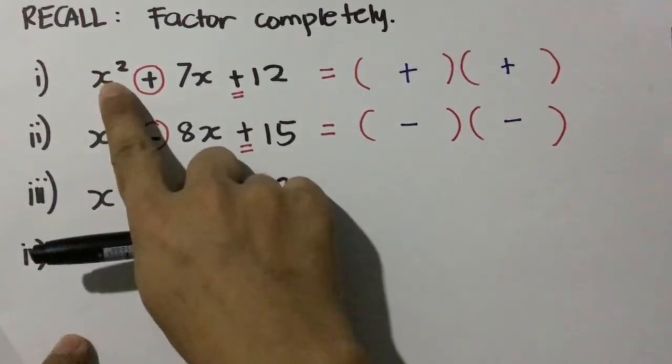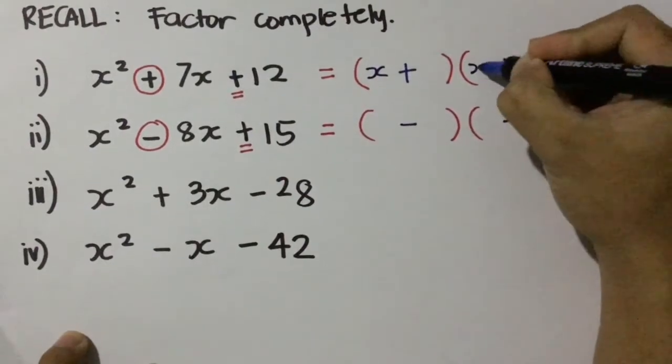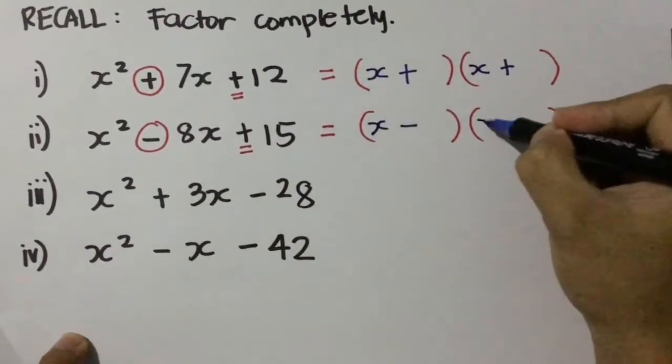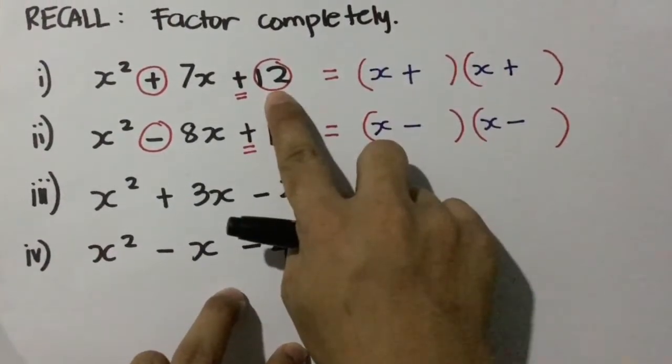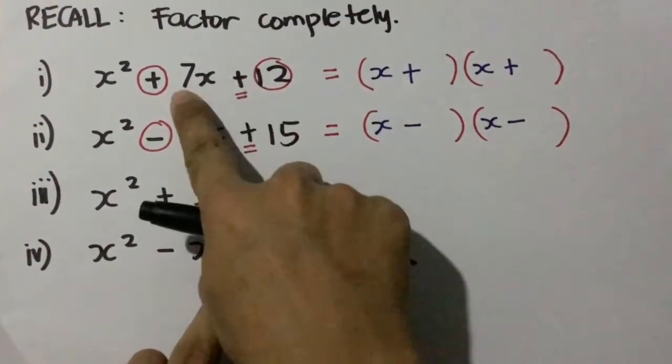Since the only factors of x squared are just x and x, you will write x times x, which will give you x squared. The numbers here should be factors of 12. And since this is plus, you will add these factors to get 7.